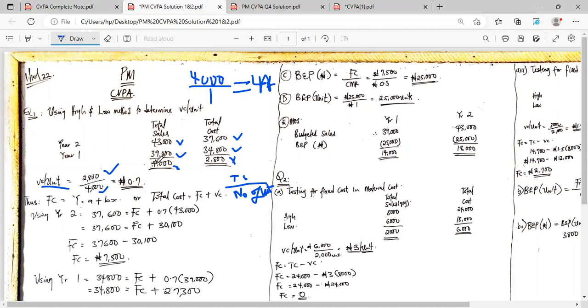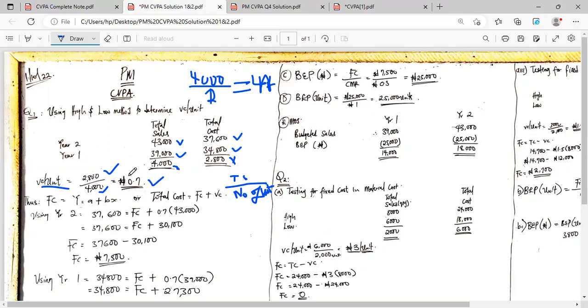So this is the figure you divide with to get the quantity. Most times this 4,000 will not always be correct, depending on how the question comes. So what is my variable cost per unit? 0.7 naira. As simple as that.